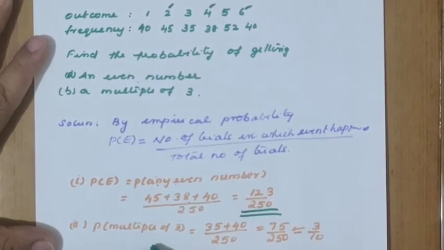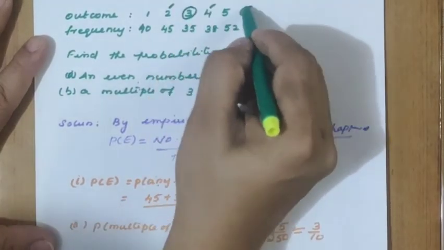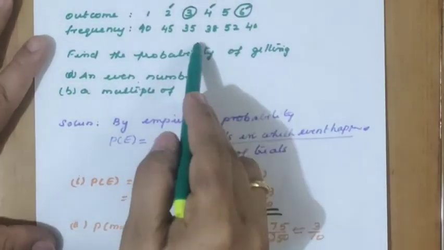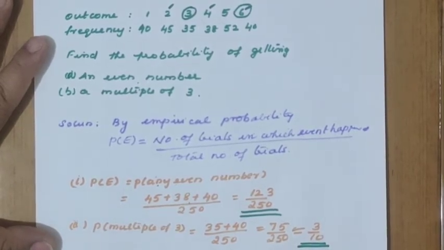Now what is the next question? Multiple of 3. Multiple of 3 means 3 will be there and 6 also. So below that, 35 and 40. So 35 plus 40 divided by 250 equals 75 by 250. After simplification, it is equal to 3 by 10.